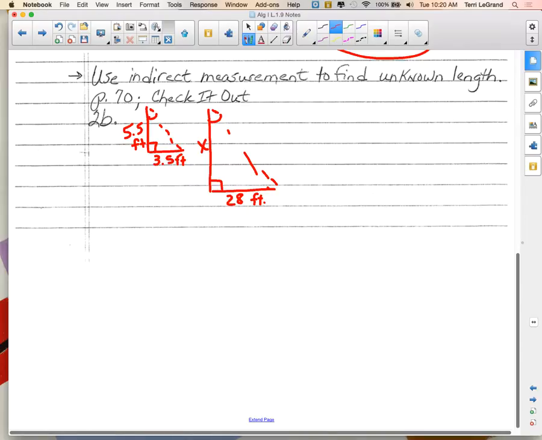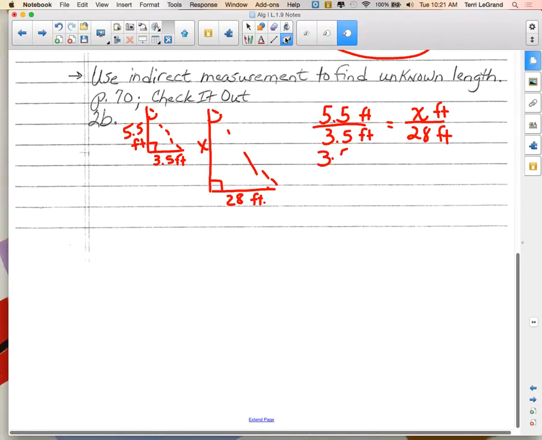Give me a proportion we could set up. 5.5 feet over 3.5 feet is equal to x feet over 28 feet. Okay, that's one way. We can compare each of their heights to each other, then we can compare each of their shadows to each other. We can compare a height to a shadow, we can do it that way. We have a variety of ways we could do it. Go ahead and solve this now. I keep doing my decimal points as multiplication dots.